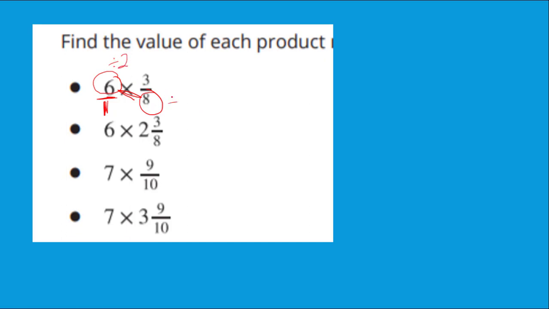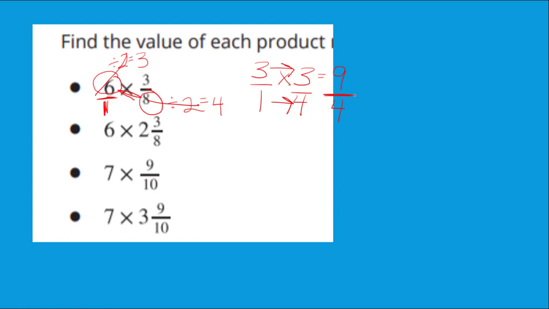So we're going to do the same to both. 6 divided by 2 is 3. 8 divided by 2 is 4. So now we've got 3 over 1 times 3 over 4. Now I can multiply. 3 times 3 is 9. 1 times 4 is 4. Step 3 is simplify. We have an improper fraction here, so we make it a division problem.